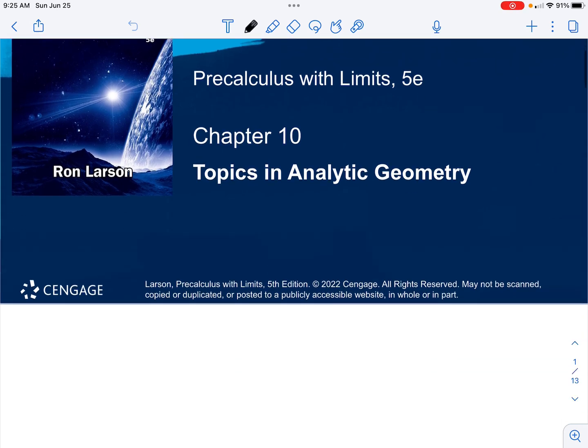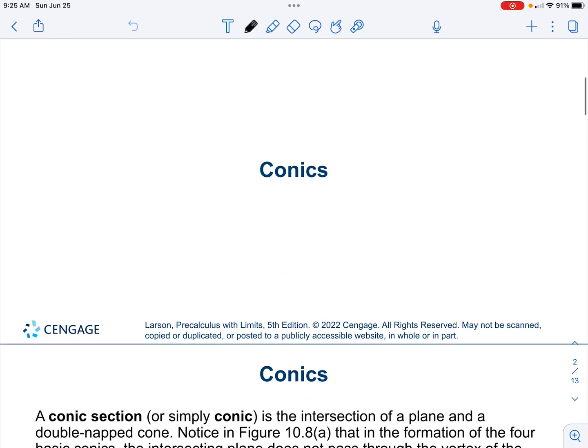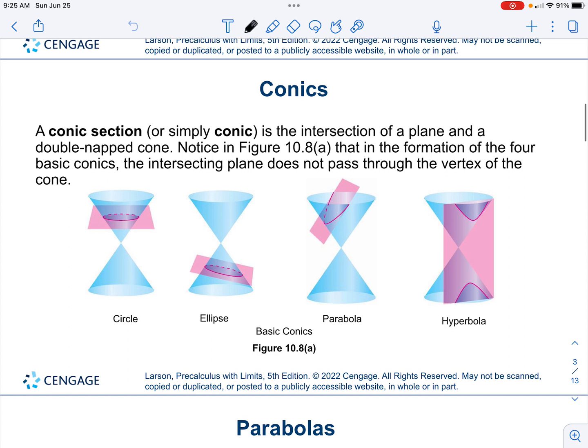Chapter 10 focuses on conics. So we're going to look at conic sections. We're going to look at the different types of them and then the equations that would produce them.